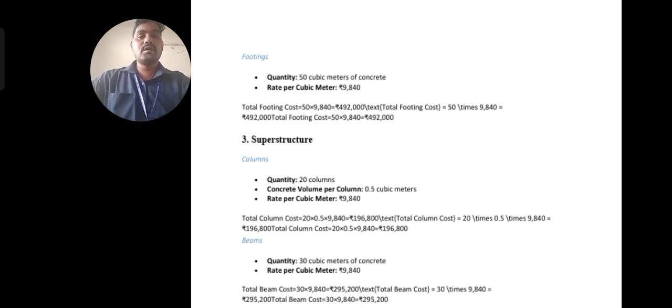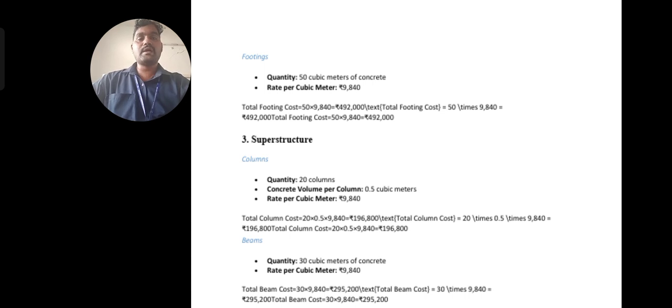In this problem they may specify 50 cubic meters of concrete, and the rate is also given, that is equal to 9,840 rupees per 1 cubic meter. So what is the cost of concrete for footing works? That is 50 into 9,840, you get 4 lakhs 92,000 rupees needed for manufacturing. This is including RCC, not excluding RCC reinforcement.